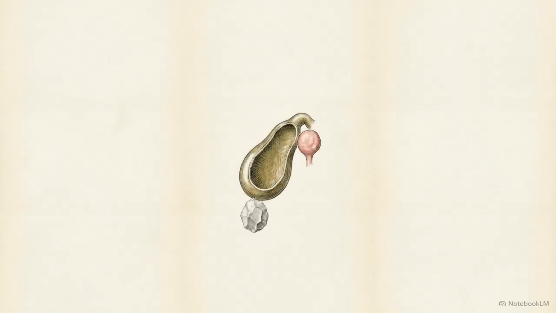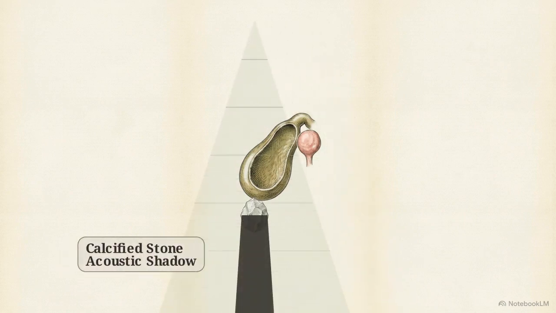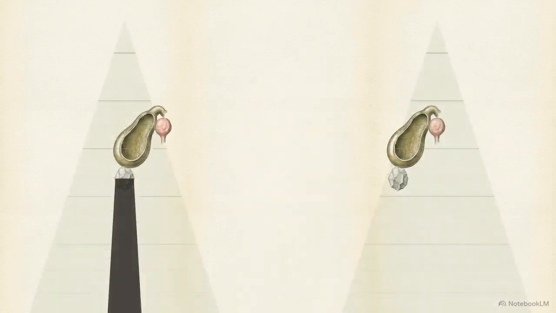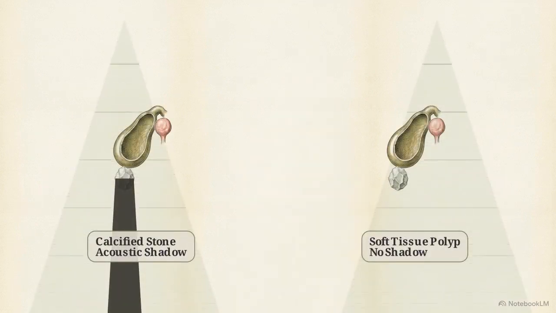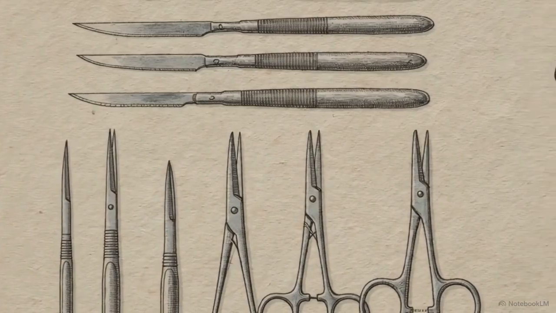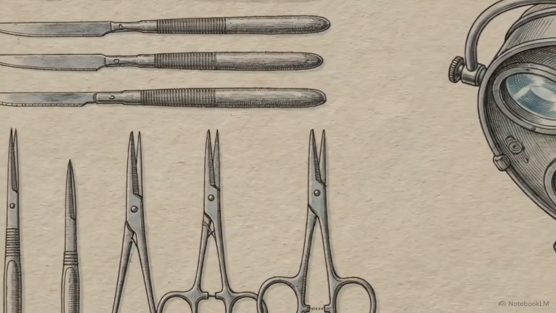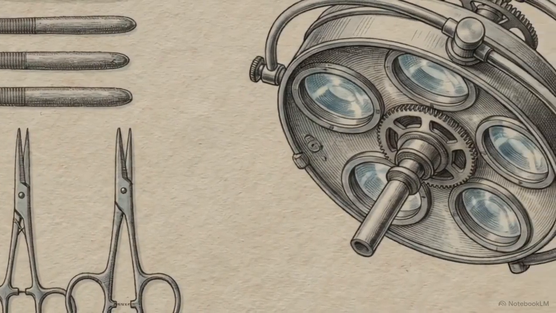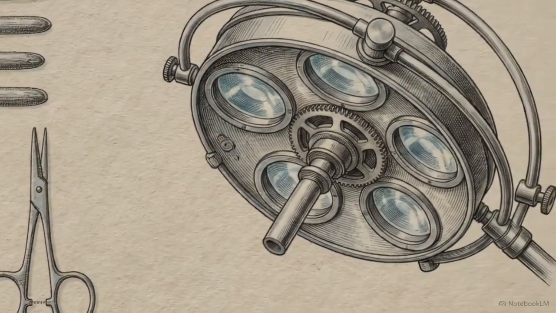This simulated ultrasound sweep illustrates why it is the absolute investigation of choice for gallbladder pathology. A hard calcified stone blocks the sound waves, casting a distinct dark post-acoustic shadow downward. A soft tissue polyp allows the waves to pass through cleanly, leaving no shadow. Most asymptomatic gallstones discovered incidentally are managed conservatively. However, surgical intervention is strictly mandated when specific high-risk variables are present.